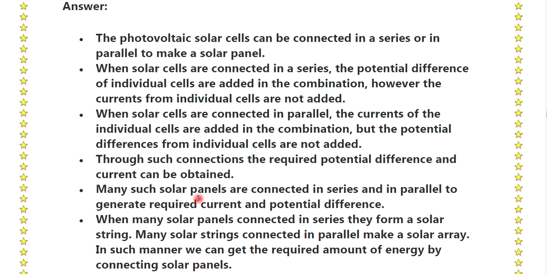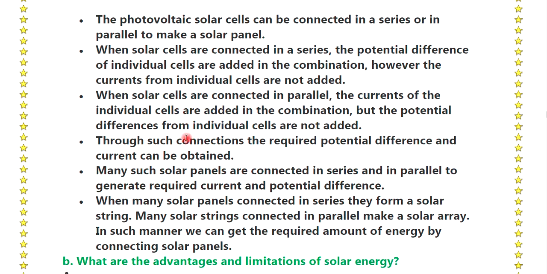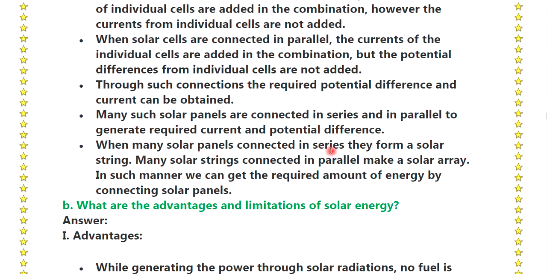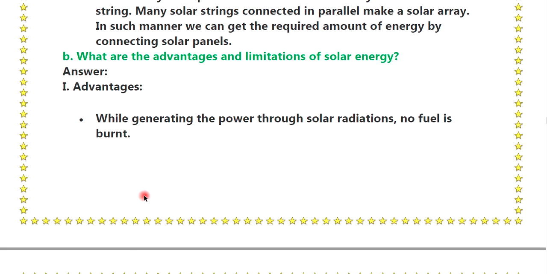Many such solar panels are connected in series and in parallel to generate the required current and potential difference. When many solar panels are connected in series, they form a solar string. Many solar strings connected in parallel make a solar array. In such a manner, we can get the required amount of energy by connecting solar panels. B. What are the advantages and limitations of solar energy?